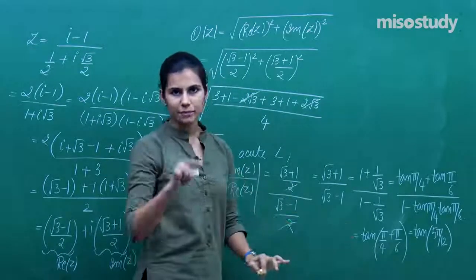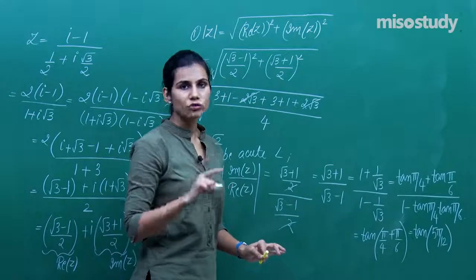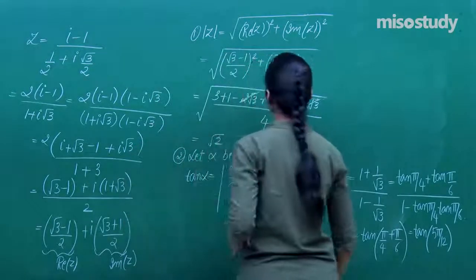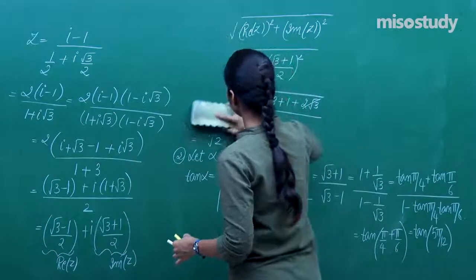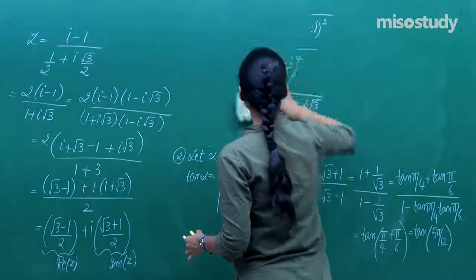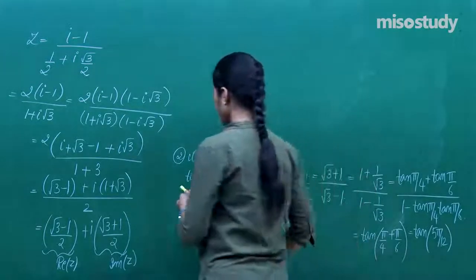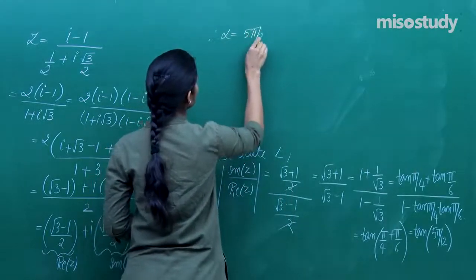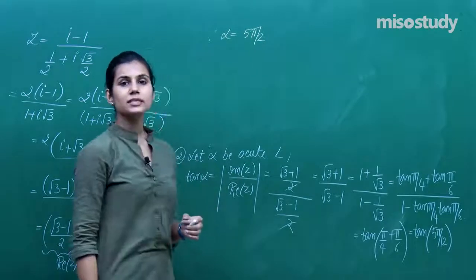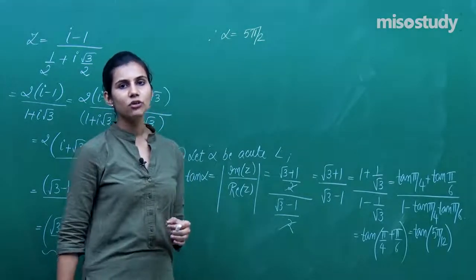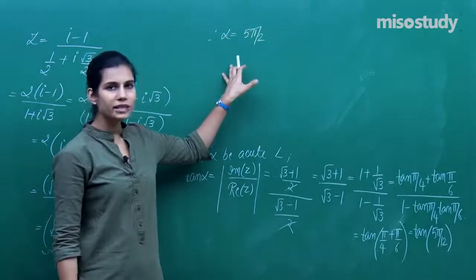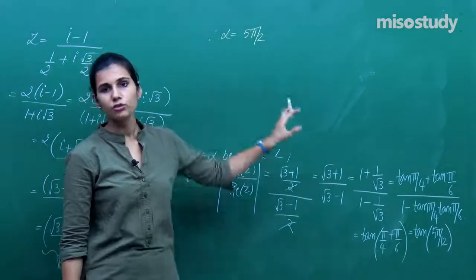If tan alpha is tan of 5 pi by 12, and alpha is an acute angle, tangent is a 1-1 function in that particular domain, that is 0 to pi by 2. So tan alpha equals tan 5 pi by 12 means that the acute angle alpha is 5 pi by 12. But depending upon the sign of the real and the imaginary part, we decode in which quadrant the complex number is lying. According to that, we manipulate the principal argument of z and conclude about it.